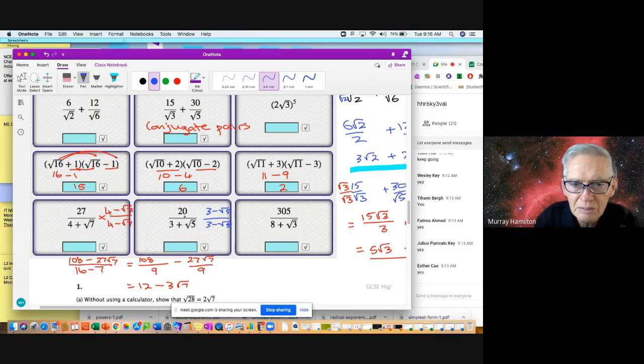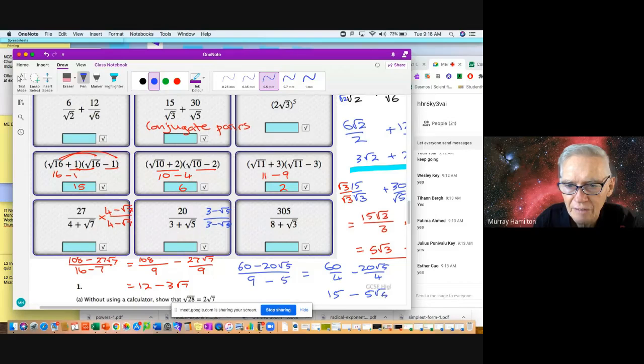So that gives me, when I multiply the top, it gives me 60 minus 20 root 5 over 3 times 3 is 9, and 9 minus 5 is 4. So that's going to give me 60 over 4 minus 20 root 5 over 4, 15 minus 5 root 5. So that's how we simplify that.